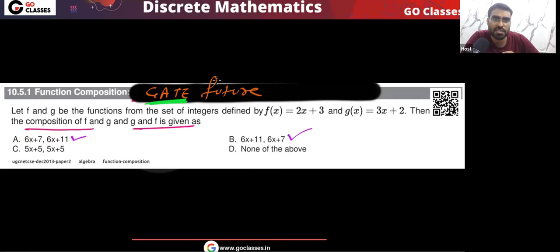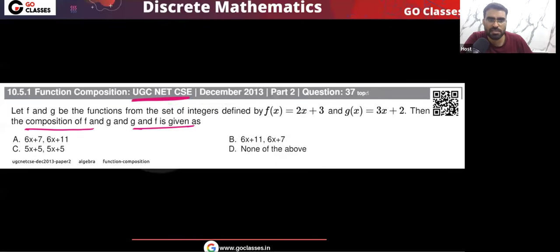GATE exam questions are created by IIT and IISc professors. But I don't know who creates UGC NET questions. In this question, this is really a dumb question. First of all, this question is not created by a professor.